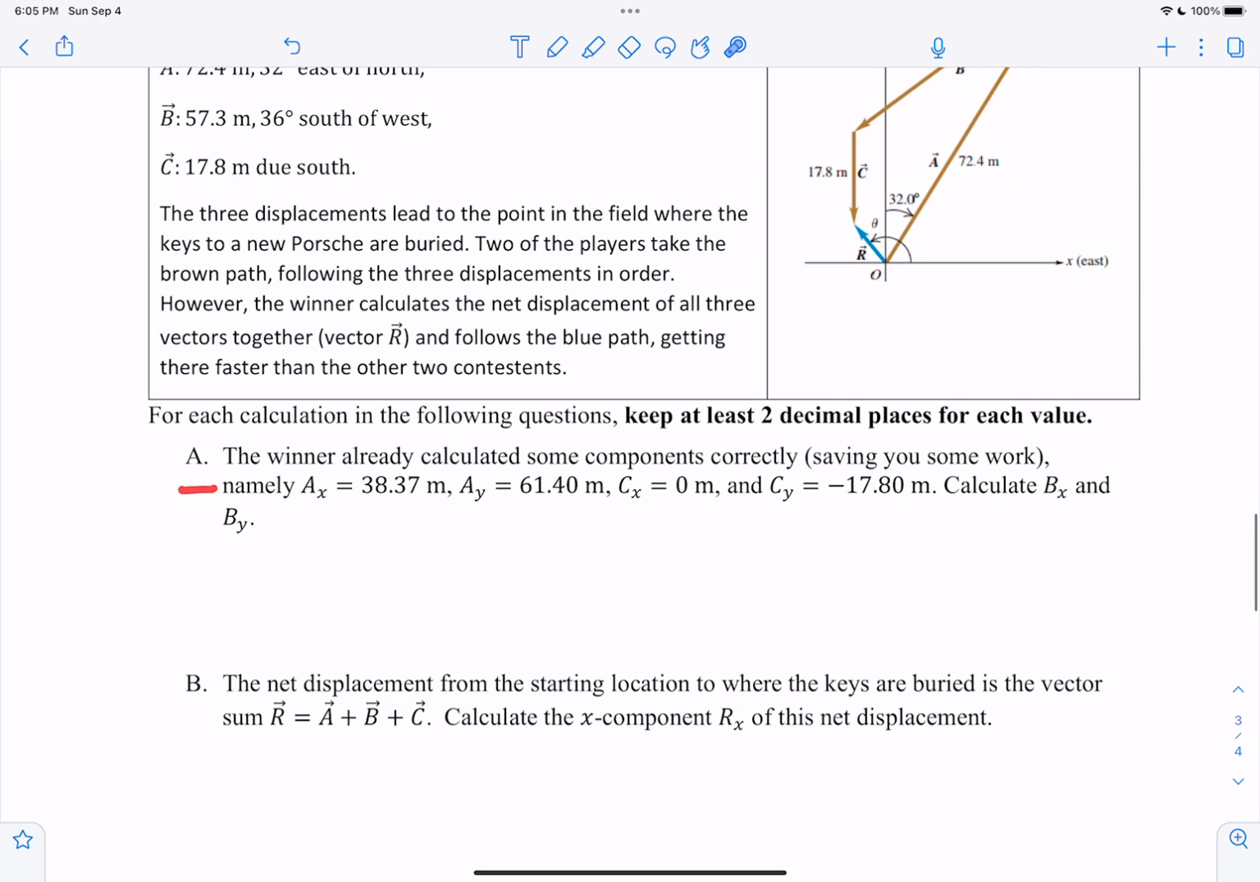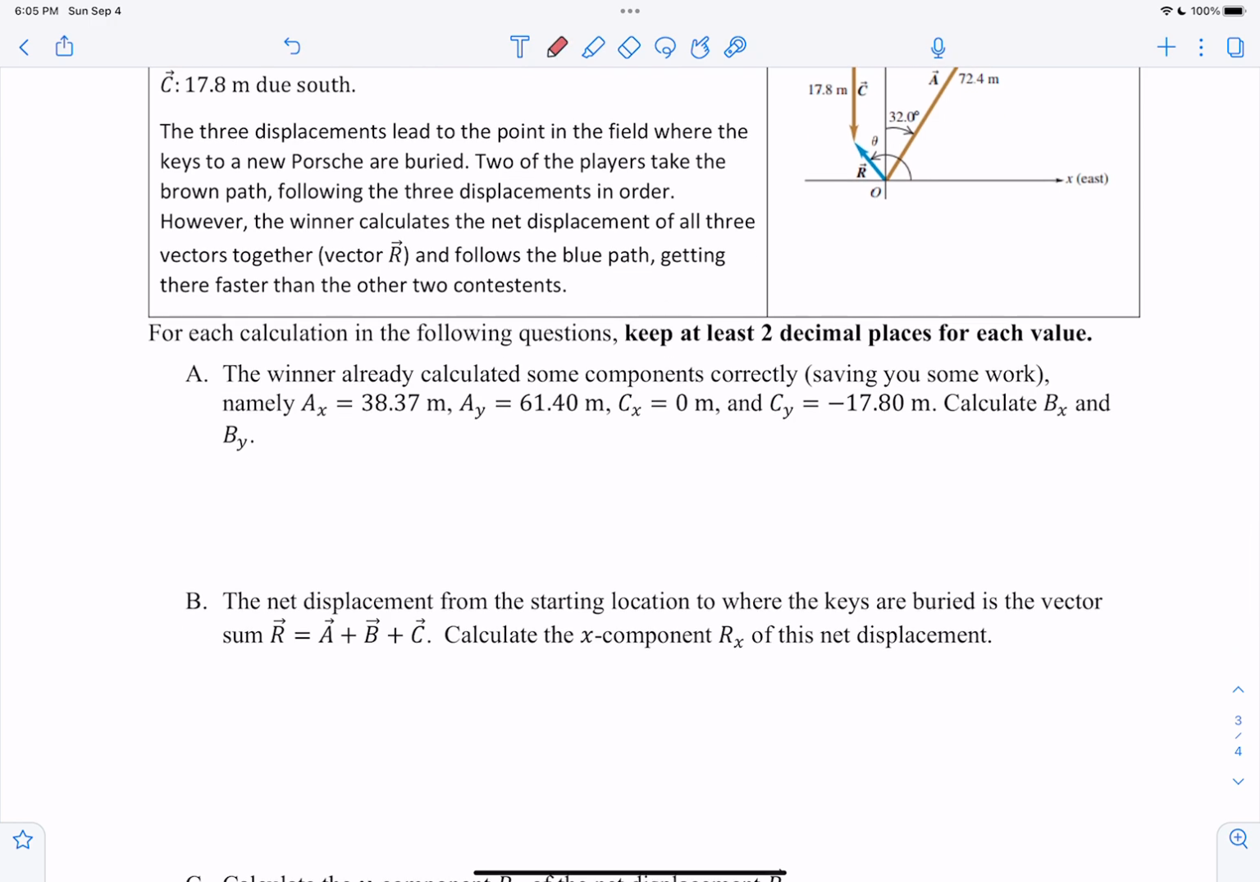So for part A, like I said, unless they specifically state that they want it rounded to some decimal place, it doesn't really matter if you round or not, as long as the answer is pretty close. But in this case, they want us to round to 2 decimal places for each value. So part A, the winner already calculated some components correctly, saving you some work. AX is equal to 38.37, AY is 61.4, CX is 0, and CY is negative 17.8. So we need to calculate BX and BY.